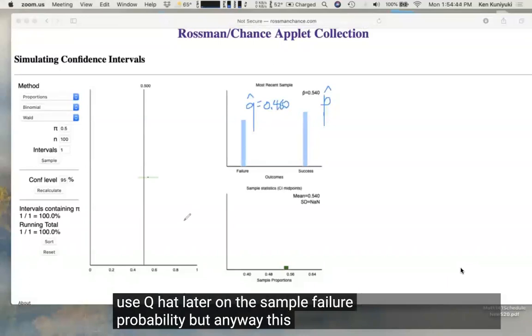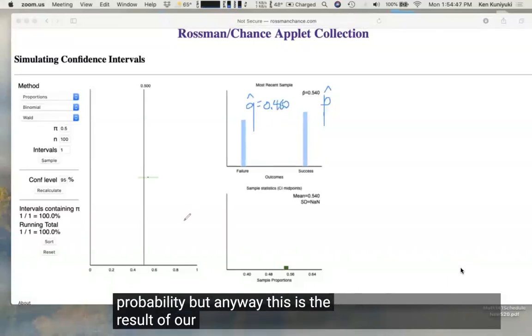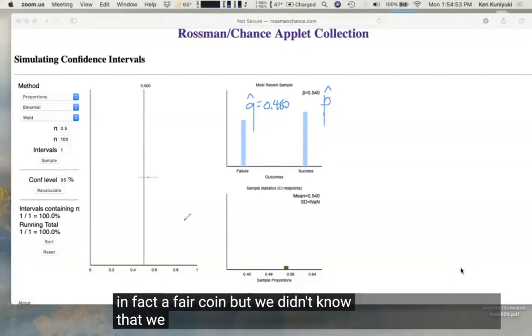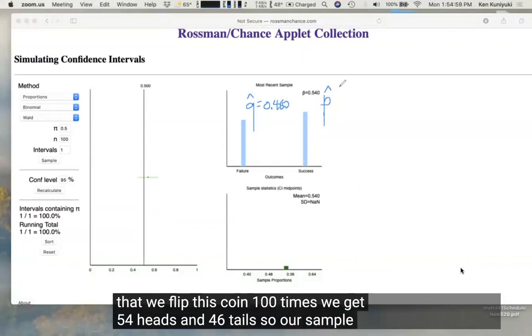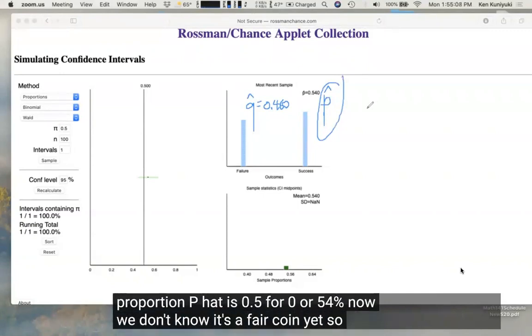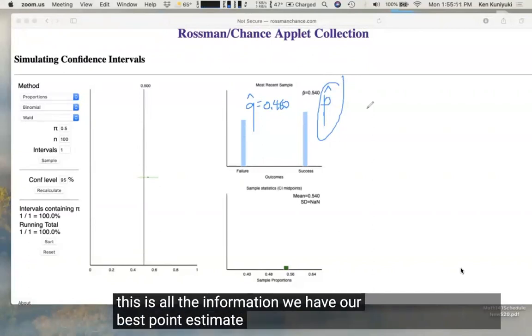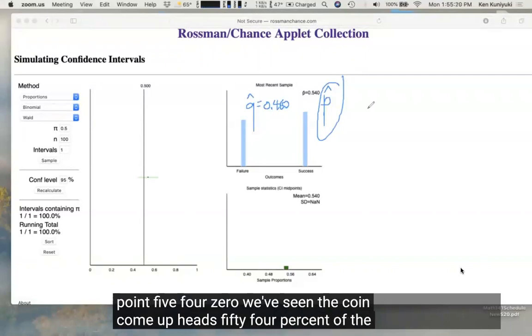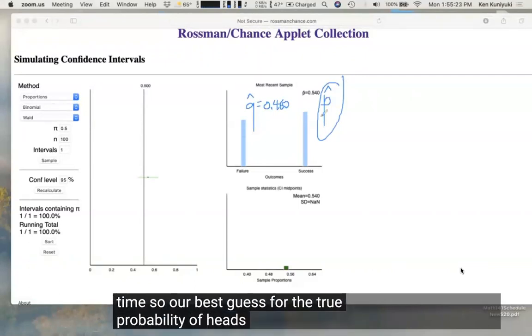But anyway, this is the result of our random experiment. We flipped this coin 100 times. It was, in fact, a fair coin, but we didn't know that. We get 54 heads and 46 tails. So our sample proportion p hat is 0.540, or 54%. Now, we don't know it's a fair coin yet. So if this is all the information we have, our best point estimate, our best guess for what p or pi really is, is 0.540. We've seen the coin come up heads 54% of the time. So our best guess for the true probability of heads, or pi, is going to be 0.540, even though it was in fact 0.5.